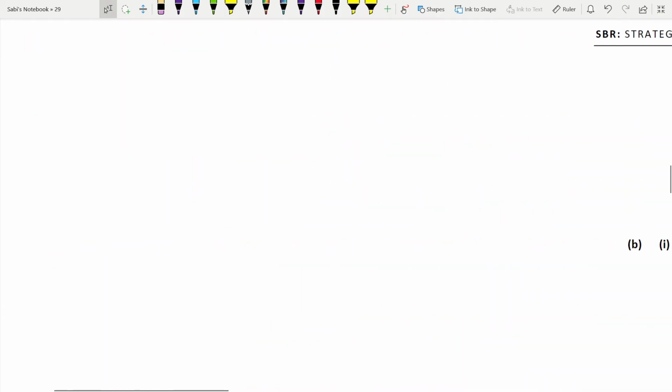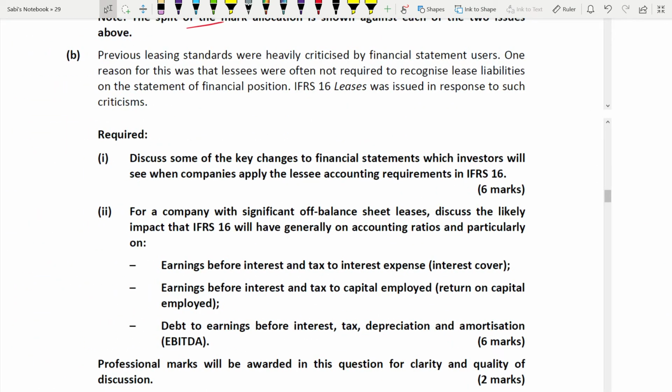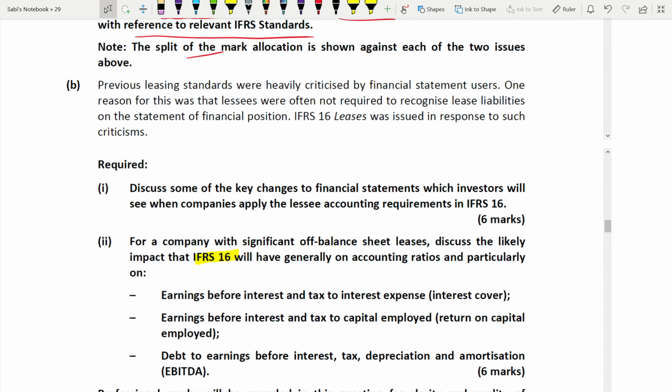Part B is about lease accounting. Earlier there was a different standard. Now the standard has changed to IFRS 16. There are two questions regarding this. The first question is about the criticisms of the earlier standard for leases. What was it? I don't remember the standard. I think it was IAS 17.